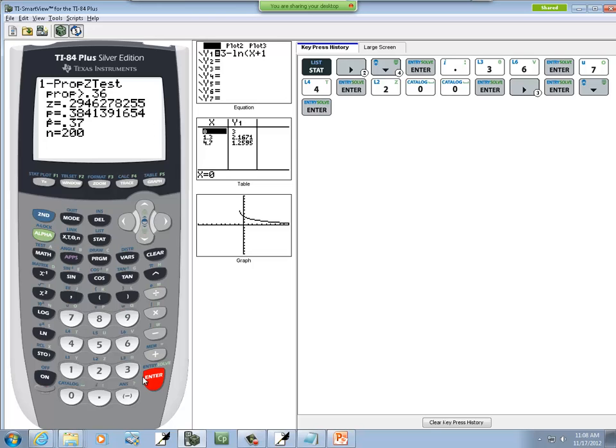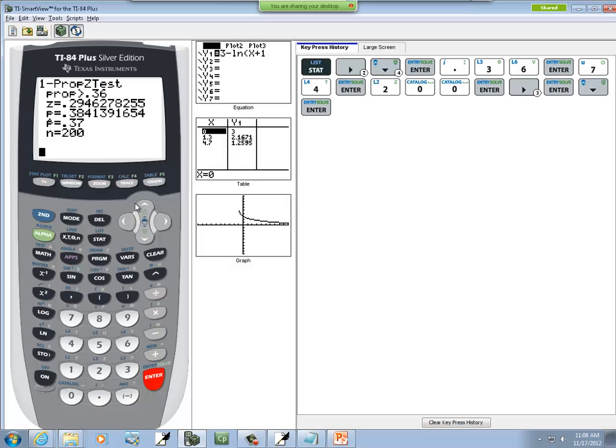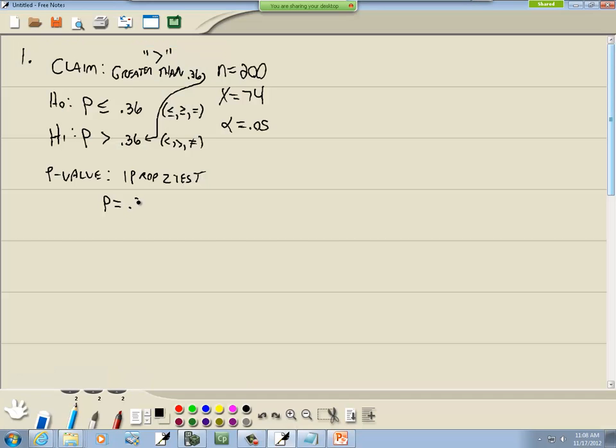Now the p equals is our p-value. So p is equal to 0.3841. Now using technology like this, you'll get a more exact answer than you would if you did it by hand using tables. So realize that if you're comparing this against somebody else's and they did use the tables, or the books using tables, it'll be slightly different.